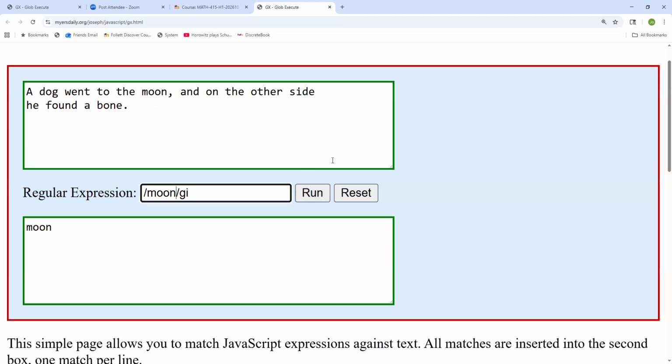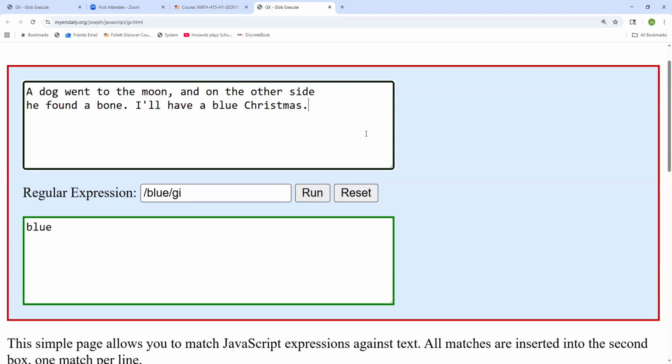What if I tried to search for a word that's not there? Think of a word that's not there. Blue. So if I search for the word blue, it doesn't find anything. Now, if I put the word blue into the text like this, I'll have a blue Christmas. Now it'll find the word blue.